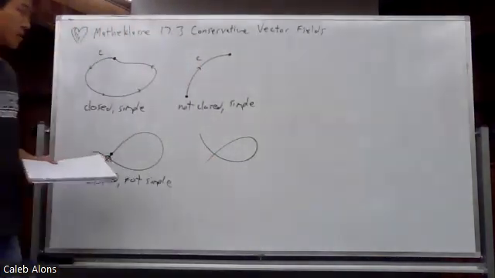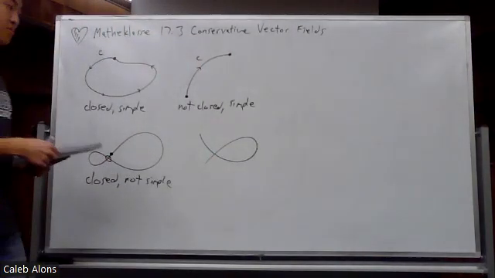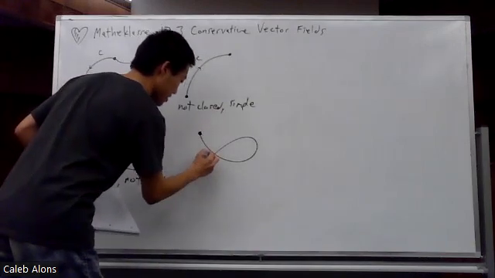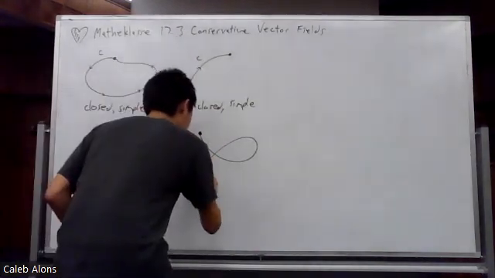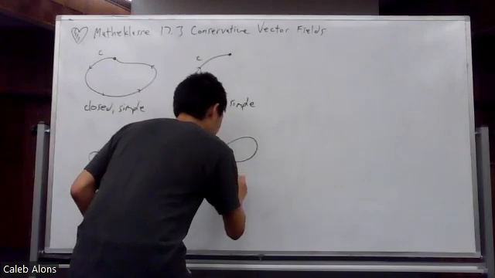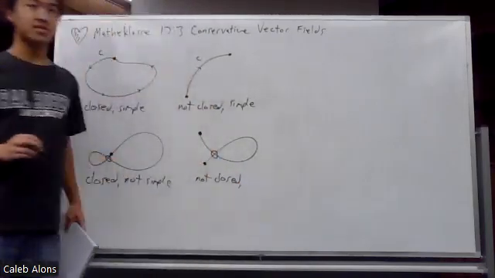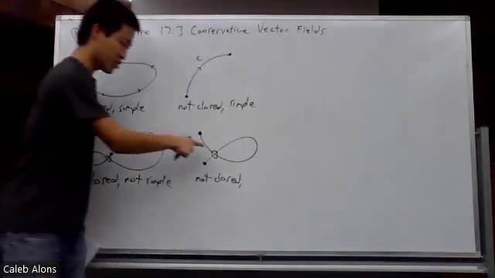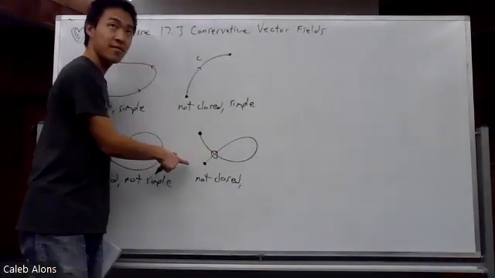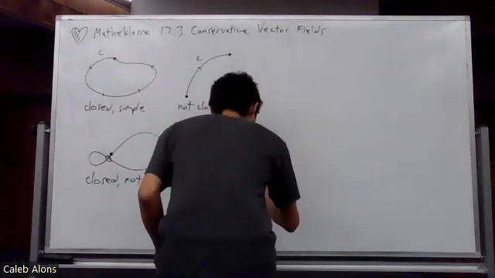Okay, so is that closed? No. Right, we start here, we finish here, that's definitely not closed. And then is this simple? No, because there exists some time t at which we hit the same value, which means there's an intersection, so it's not simple.